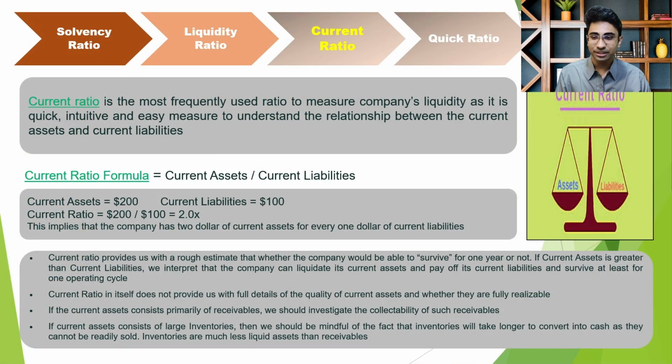The interpretation for current ratio is that when the current ratio is 2x, that means the current assets are 2 times the total number of current liabilities. Hence, in this example, the current assets are $200 while the current liabilities is at $100. Hence, the current ratio is 2x.